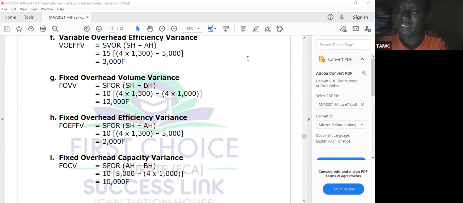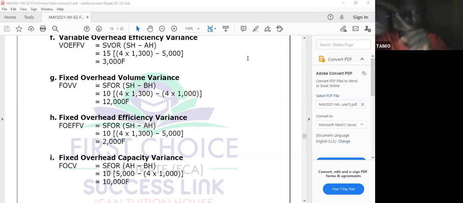But fixed overhead expenditure variance is talking about how much we budgeted to expend in fixed overhead in total, and how much we actually expended. Those two variances are the major categorization of fixed overhead. But the fixed overhead volume variance is now subdivided again into capacity variance and efficiency variance.